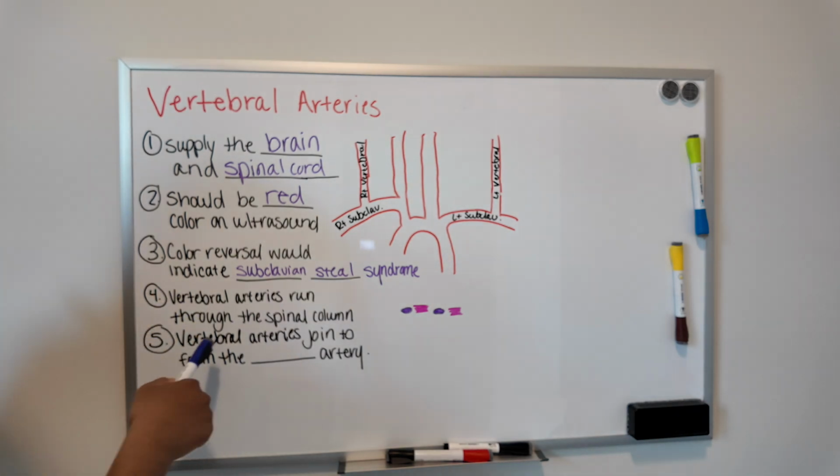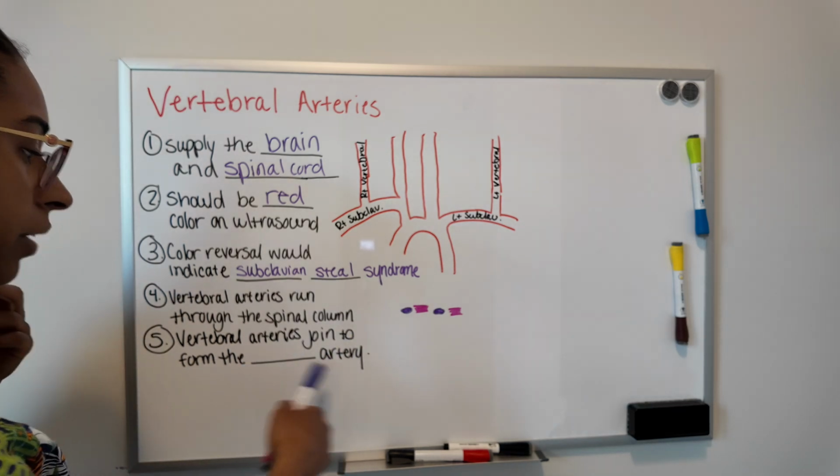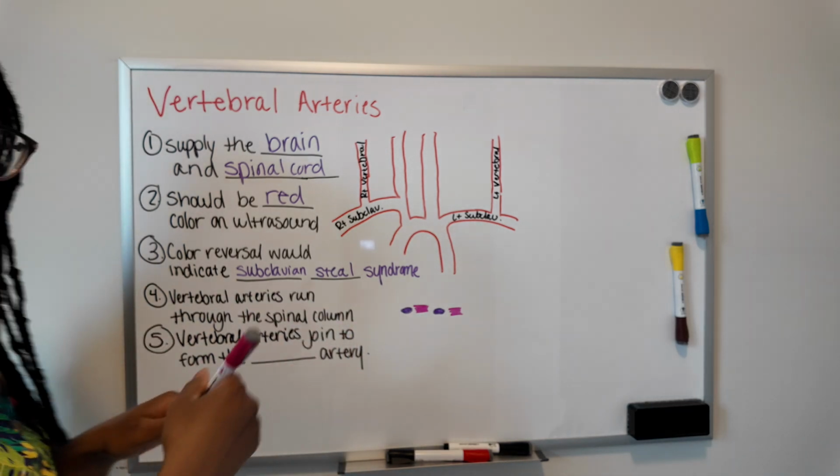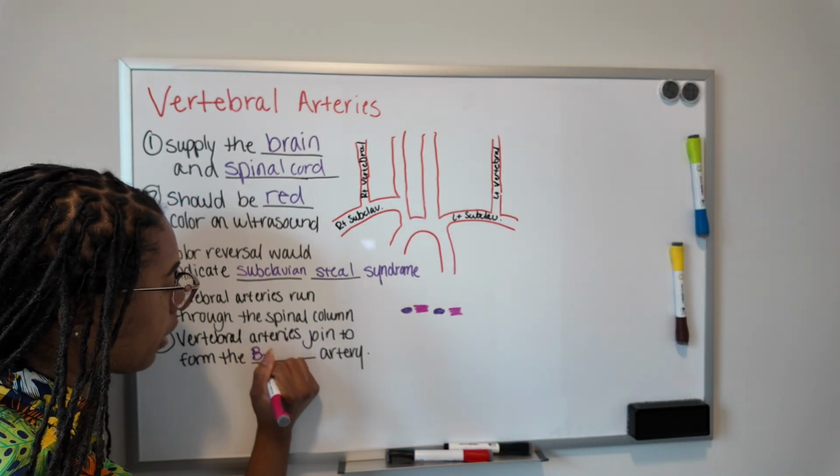And then number 5, it says vertebral arteries join to form the blank artery. You may not know this one, so I'm gonna go ahead and give it to you. They join to form the basilar artery, okay?